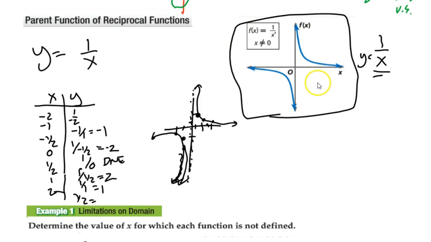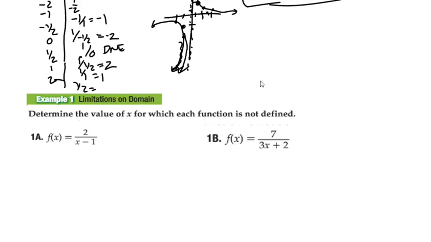And once you get that, it's all the same thing. We're going to move up, down, left, right. But that's what a basic reciprocal graph looks like. So first, let's find our domain and stuff.